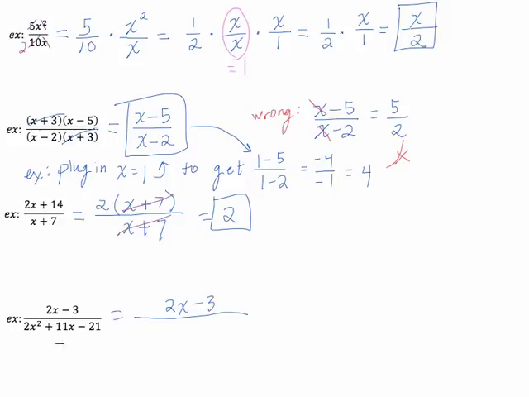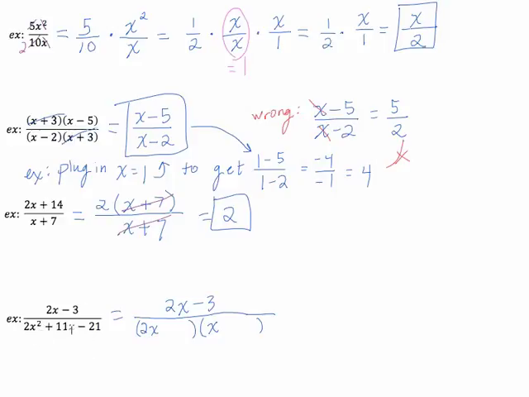So 2x squared plus 11x minus 21. I'm going to set up a product of two binomials here. One of the first terms is going to have to be 2x and the other is going to have to be x for them to multiply nicely to 2x squared.